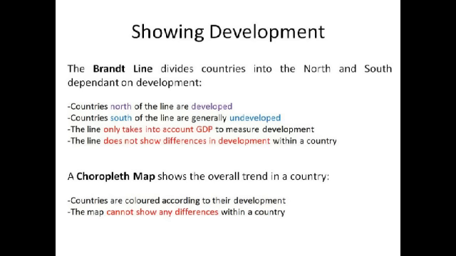But to be fair, the choropleth map, which is coloured according to development, you might have red countries that are really developed and blue countries that are really undeveloped, or I think it might be the other way around actually, but I guess it depends on the key for that map. But that one also doesn't show differences within a country, it only shows the country itself.